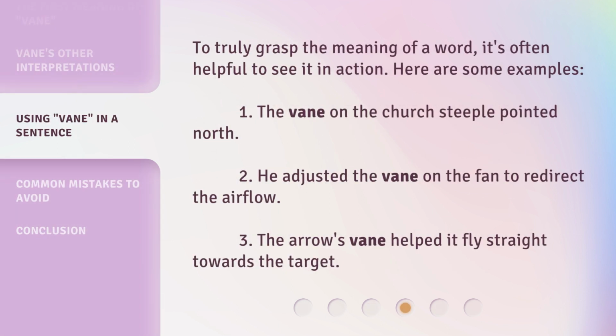To truly grasp the meaning of a word, it's often helpful to see it in action. Here are some examples. 1. The vane on the church steeple pointed north. 2. He adjusted the vane on the fan to redirect the airflow. 3. The arrow's vane helped it fly straight towards the target.